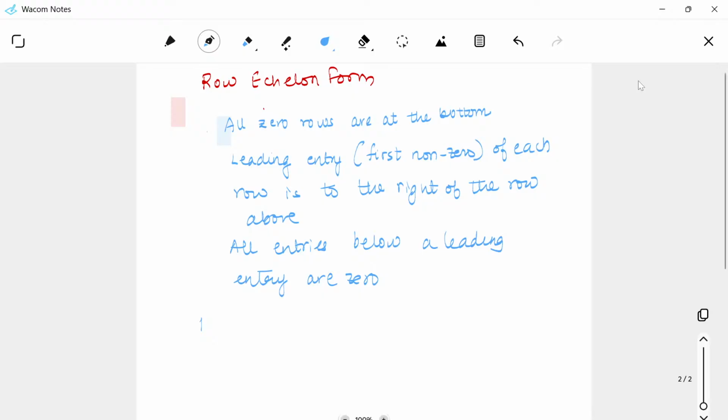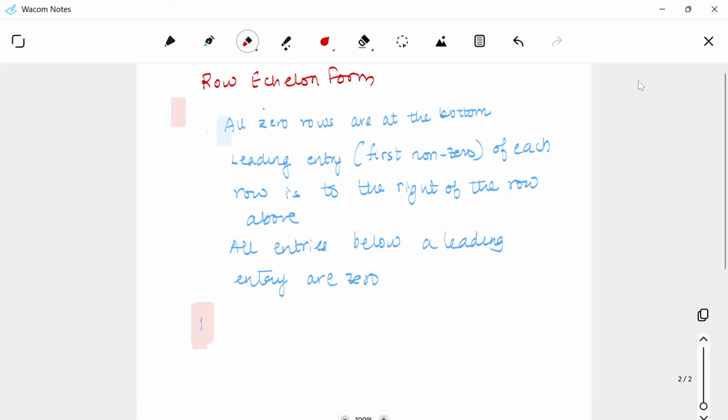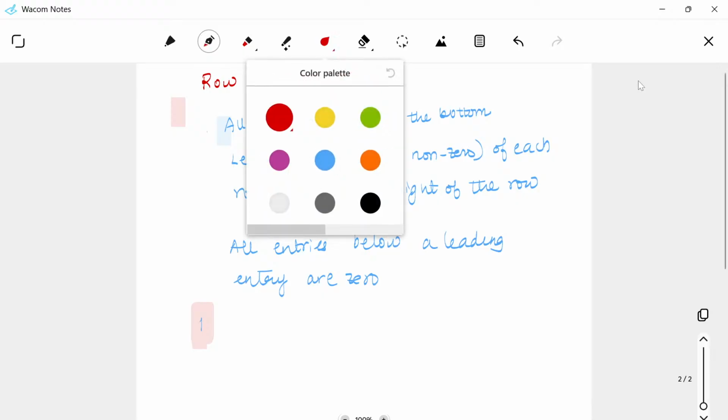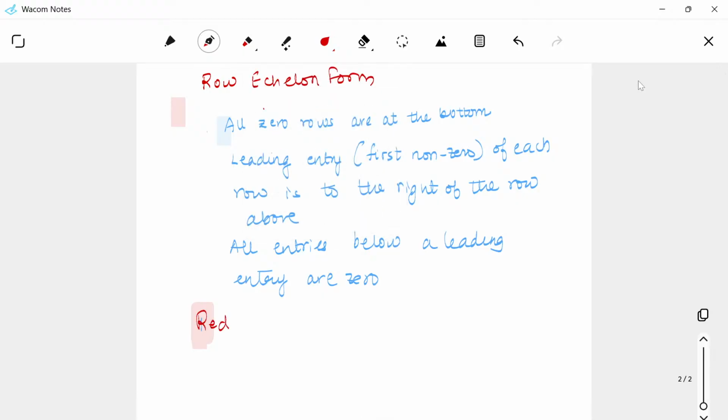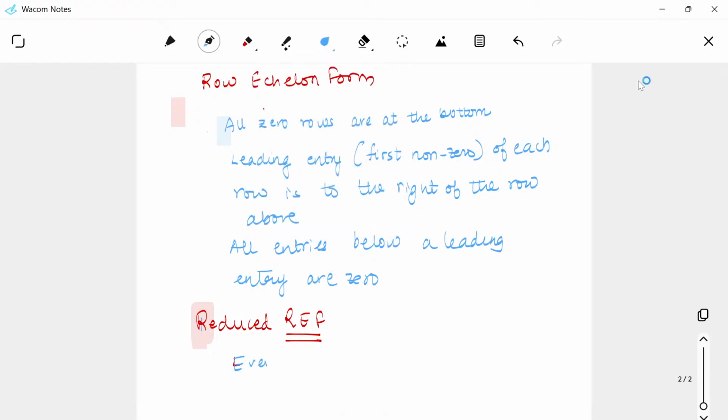Then you have a reduced REF. Okay. It is definitely an REF. Every leading entry should be 1.